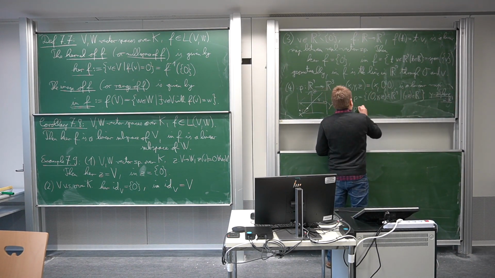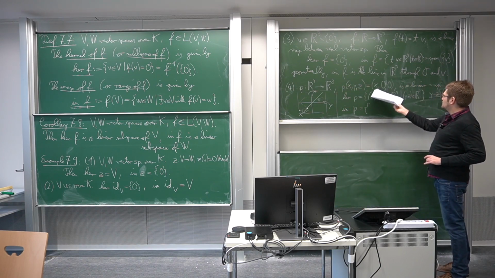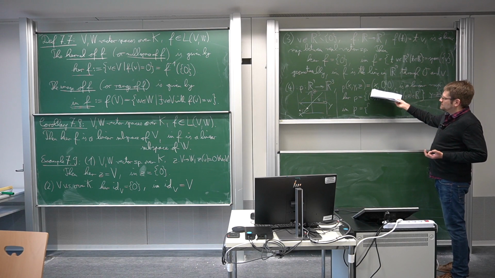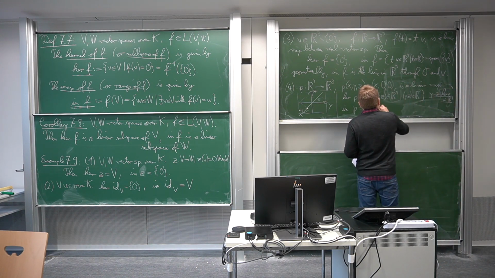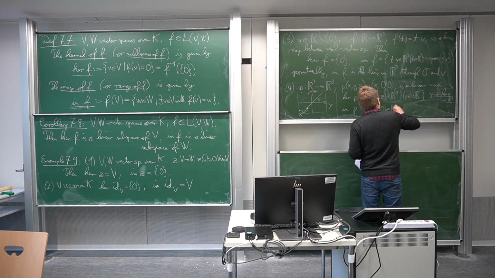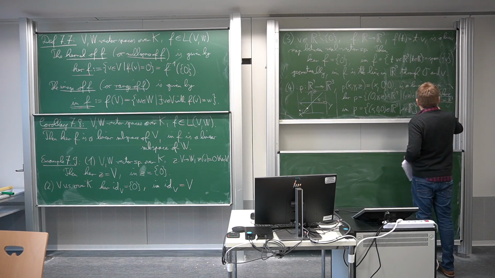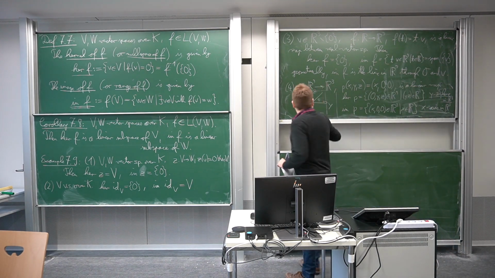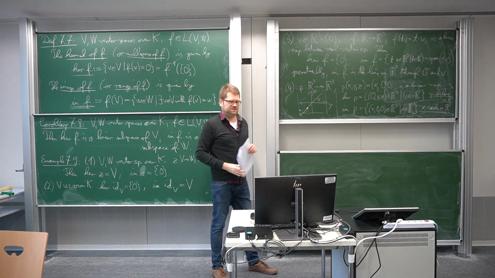And what's the image? The image of P, well, not that much. The only thing we can get is all points of the form x, 0, 0, and of course x can be an arbitrary number in R. So this is x, 0, 0 in R3, where x is in R. And this is geometrically easy to see. This is the x-axis in R3. So this line here, this axis here in the coordinate system, right?